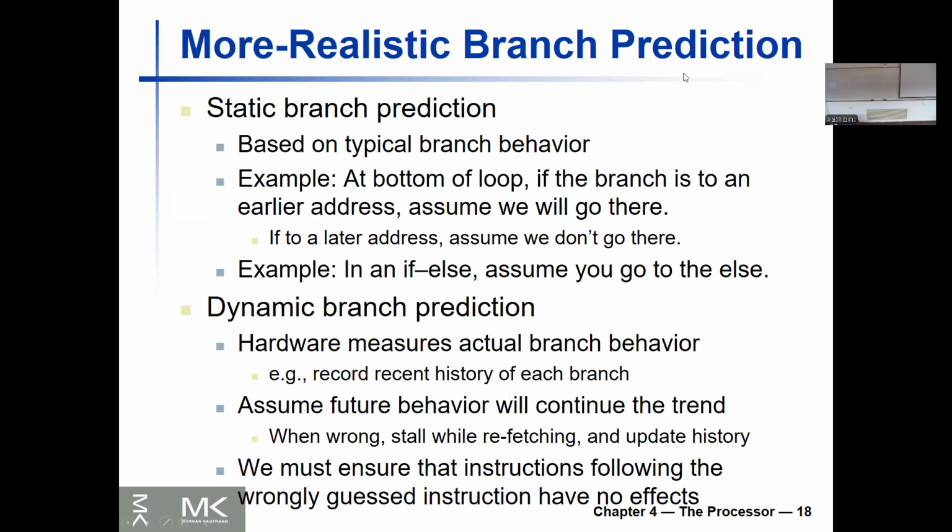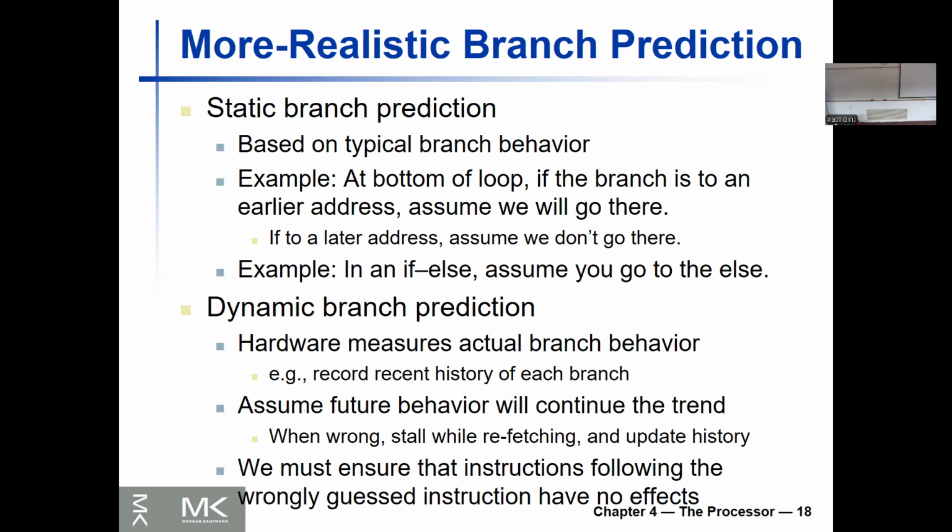Okay, more realistic branch prediction. Up till now, we've shown that we don't have to have any bubbles. And now we have one bubble, and we're really aggravated about this bubble, so we don't want to have it. That's static branch prediction. The question is: are we going to predict the branches as not taken or taken? Based on typical branch behavior, for example at the bottom of a loop, if the branch is to an earlier address, assume we'll go there. If to a later address, assume we don't go there.